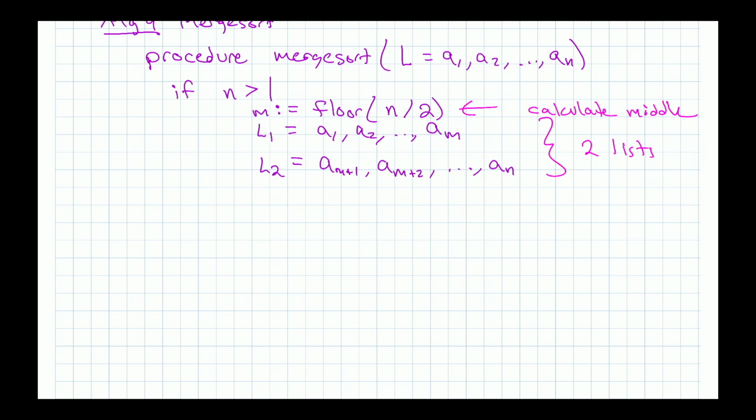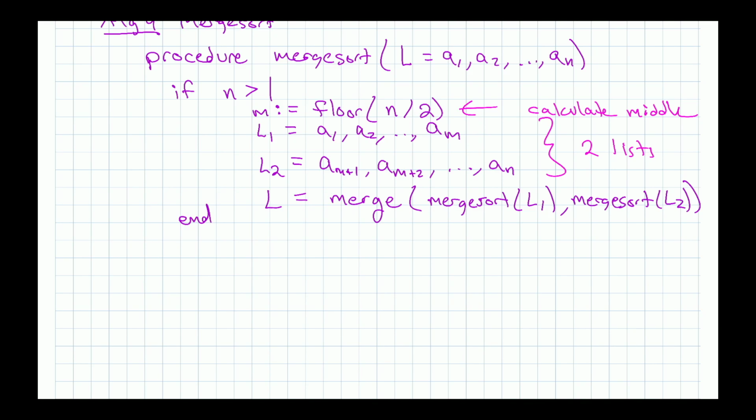So then what we want to return is L. And L is going to be a merge, which we haven't seen the word merge before, but we're going to merge. And what we're going to merge is, well, we need to sort this first list, L1, and we need to sort L2. So we're going to call merge sort on L1, and we're going to call merge sort on L2. And that's it. That's the entire thing. Now, remember, they don't use equals, but an arrow.